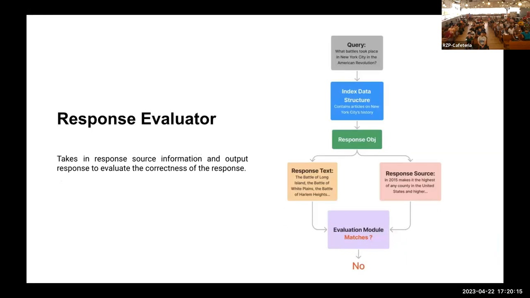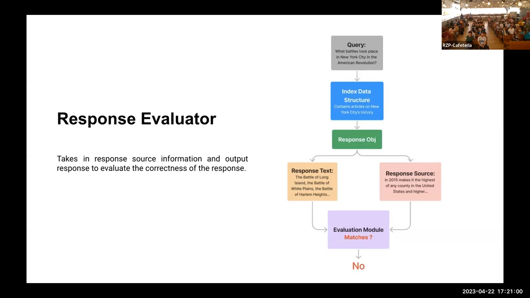So there are different kinds of evaluators. One is the response evaluator. There is a query response evaluator as well. What happens in the response evaluator is, when you give a query to the index, it gives a response as well as source nodes. What I mean by source nodes is, what is the source information on which it generates a response? So given a query and the index data structure, it gives a response object, which has response text as well as response source information. And then we can ask GPT-4 to compare the response text and the response source, whether they are matching or not.